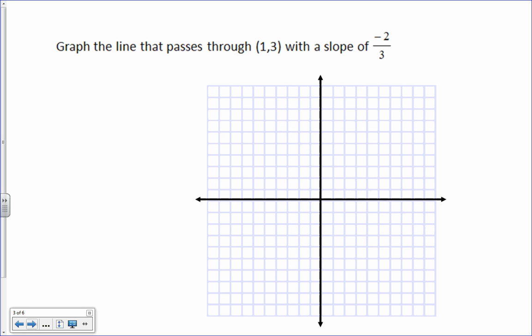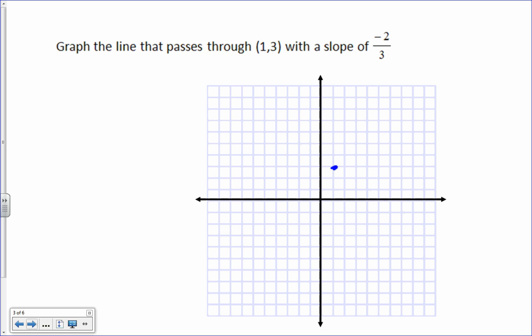All right. Let's graph a line that passes through 1, 3 with a slope of negative 2/3. So probably the first thing is to find 1, 3. Where is it? 1, 3 is right about there. Agreed? With me on that? Now, the slope has to be negative 2/3, so that means I just do whatever I want? No, what does that really mean?